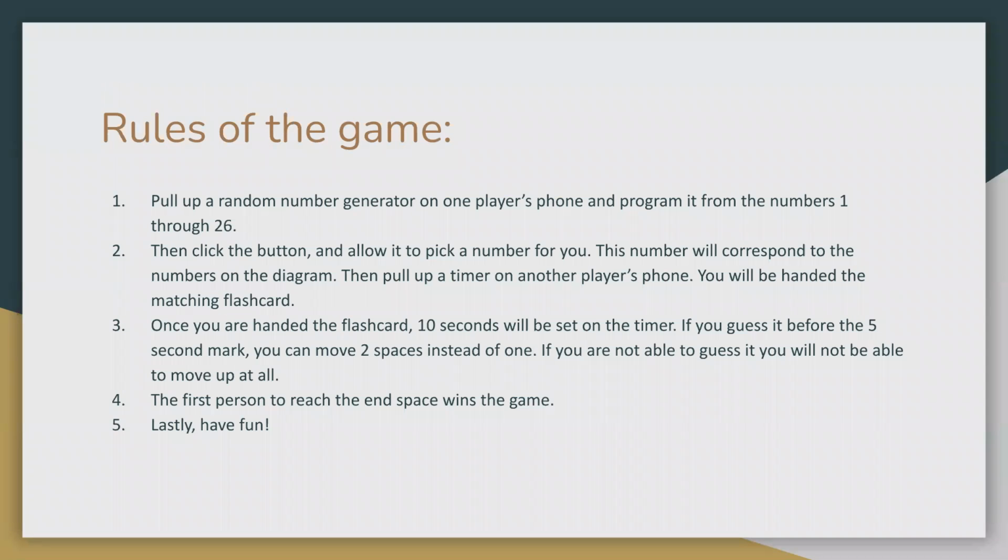So you might be wondering how to play, and here are the rules of the game. Pull up a random number generator on one player's phone and program it from the numbers 1 through 26. Then, click the button and allow it to pick a number for you. This number will correspond to the numbers on the diagram. Then pull up a timer on another player's phone. You will be handed the matching flashcard.